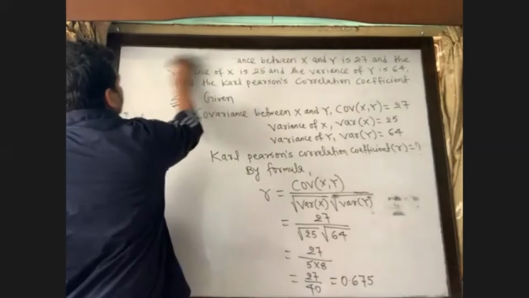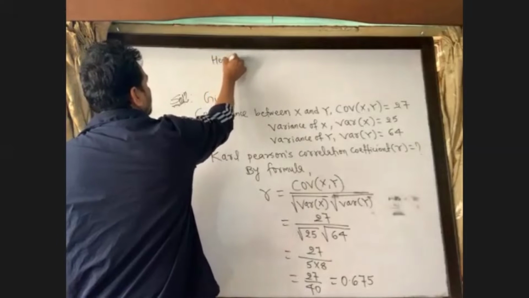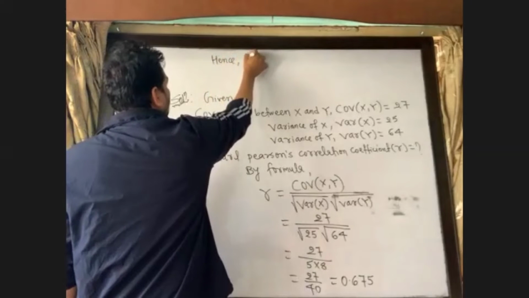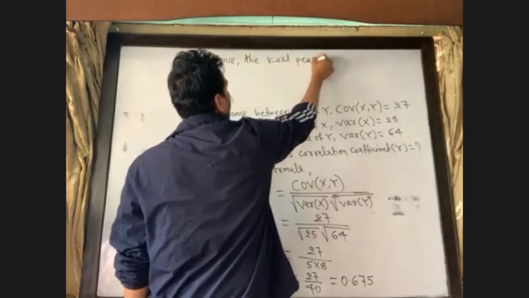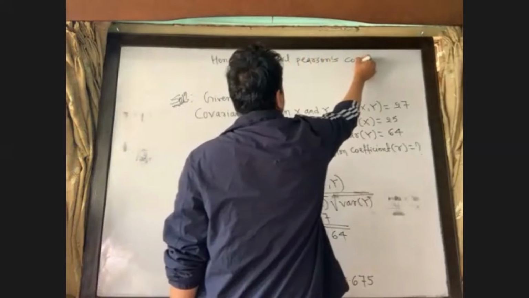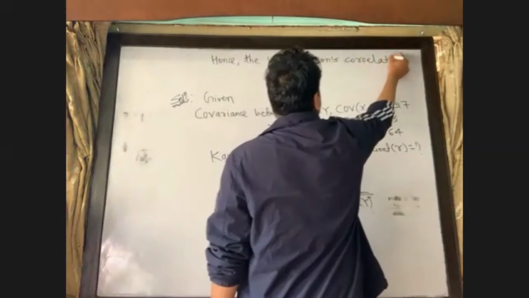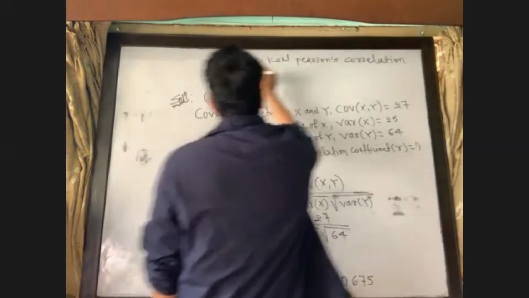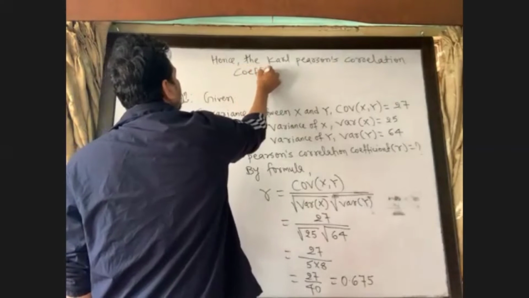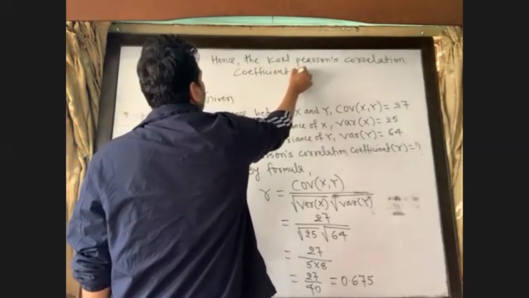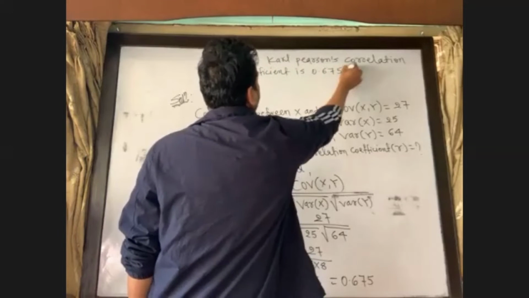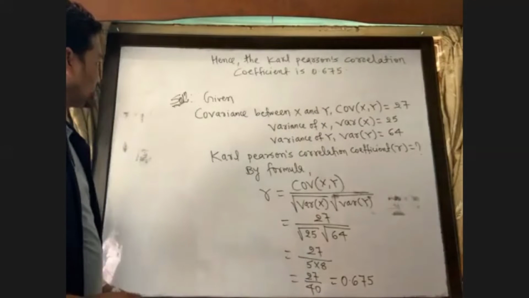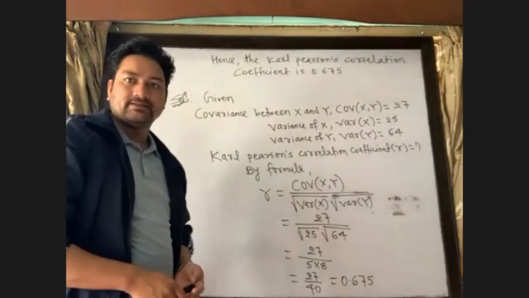Let's write the conclusion. Hence the Karl Pearson's correlation coefficient is 0.675. In this way, question number 2A is completed.